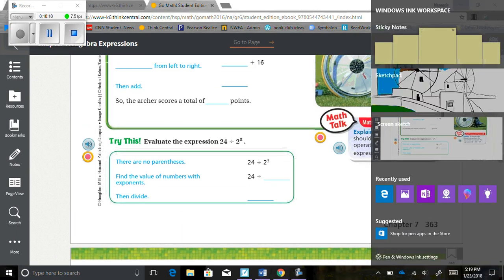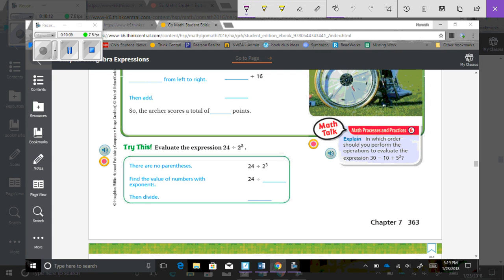If we look at this, try this. There are no parentheses, so then we go to exponents. Find the value of the numbers with exponents. So 2 to the third is 2 times 2 times 2. 2 times 2 is 4 times 2 is 8. So now we have 24 divided by 8, which is 3.